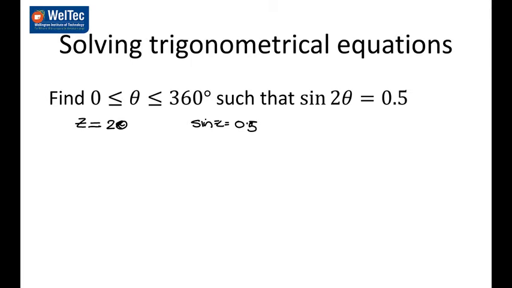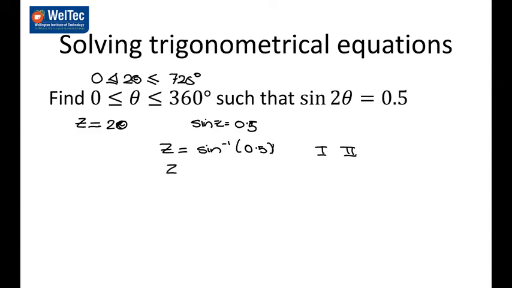Now we've got that 0 is less than or equal to theta, which is less than or equal to 360. If we're actually going to look at 2 theta, it is going to go from 0 to 720. It's just something we need to bear in mind. Okay, we can find Z. Z is equal to sine inverse of 0.5, and remembering that sine is positive in quadrants 1 and 2.